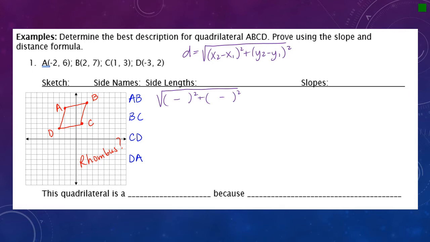So if I'm doing my distance for AB, I'm going to do 2 minus negative 2, and then 7 minus 6. And that would give me a total of the square root of 17. Now I have to use B and C.